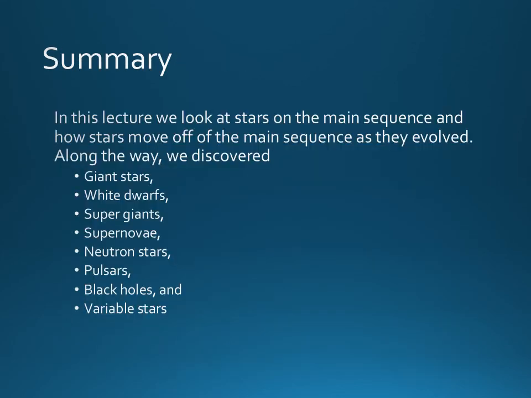In this lecture, we looked at stars on the main sequence and how stars move off the main sequence as they evolve. Along the way, we discovered giant stars, white dwarfs, supergiants, supernovae, neutron stars, pulsars, black holes, and variable stars.